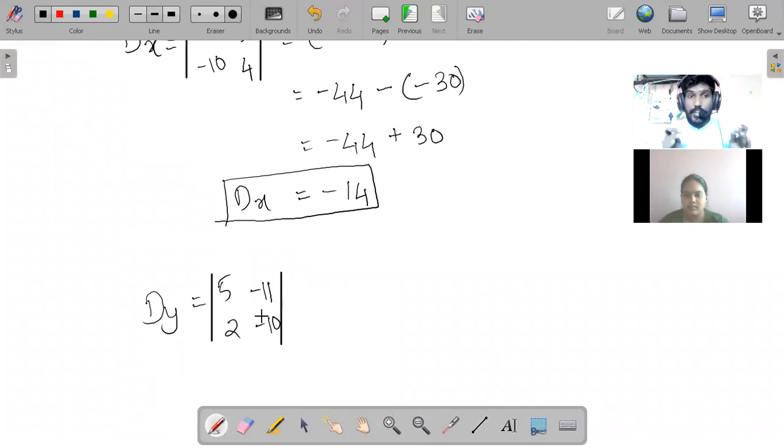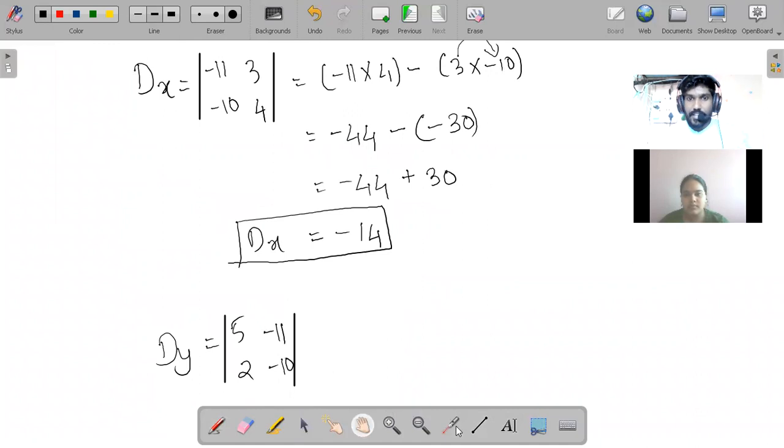Make note that it is opposite. When you are finding dx, you remove x and keep y coefficients as they are. And when you're finding dy, you remove y and you keep x coefficients as they are. I hope there is no confusion. Yes.